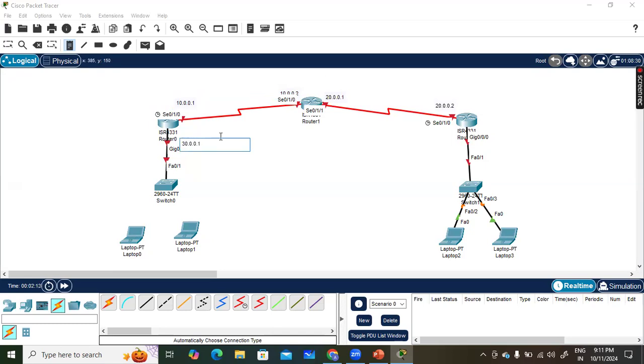Thirty dot one and 40.1. Right. Clear? And attach the end host towards it. Now start giving the IPs.